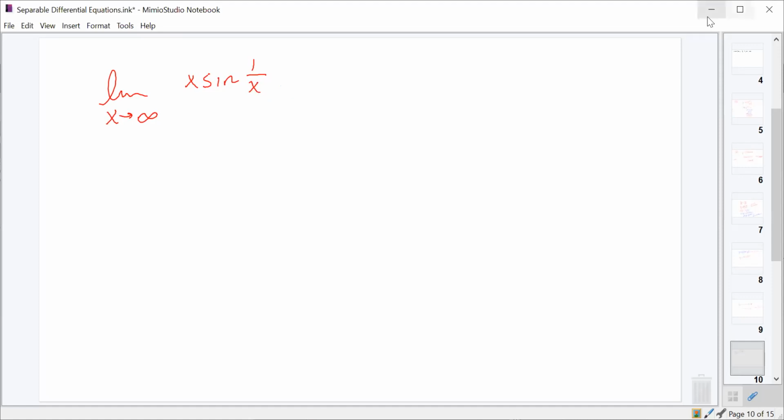Okay, so the limit as x approaches infinity of x times sine of 1 over x. So initially what we would try to do with any limit is just plug in the value, and you know, it's infinity, so weird things happen with infinity. We end up here with infinity times the sine of 1 over infinity, and the sine of 1 over infinity is 0, and the sine of 0 is 0.